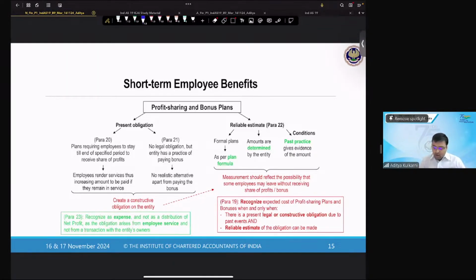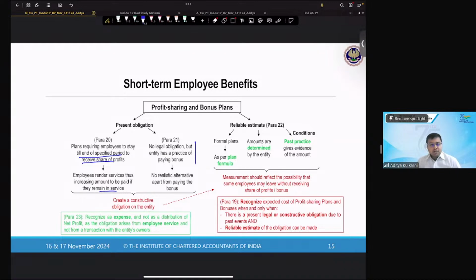So plans require employees to stay till end of specified period to receive share of profits. If that is so, then employees will render the services, thereby increasing the amount to be paid if they remain in service. Or second case, there is no legal obligation, but entity has a practice of payment of bonus. In that case, we call this a constructive obligation. Okay. So these two things cumulatively create a present obligation on the entity.